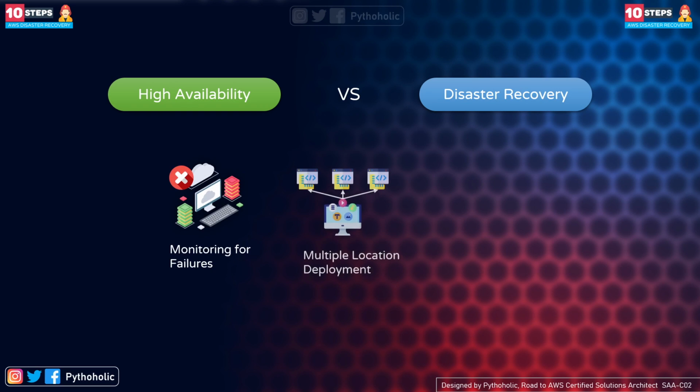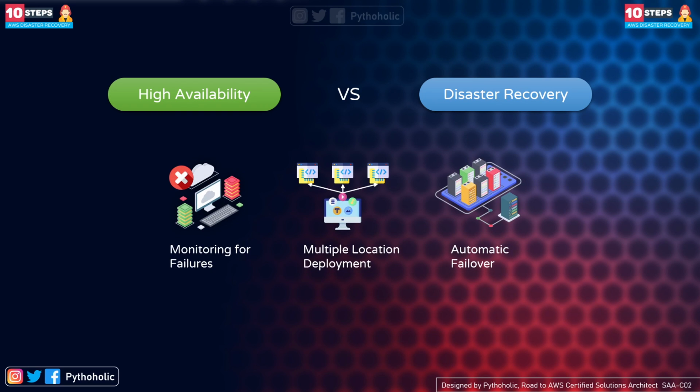So why are we saying that high availability is not disaster recovery? You might think both are the same, because both of them start with the same operating principles. First, both monitor for failures. Second, both deploy the resources at multiple locations. And third, obviously, is automated failover, where if one data store or resource fails, you have the backups to take over. But think rationally about the steps that you take for high availability.